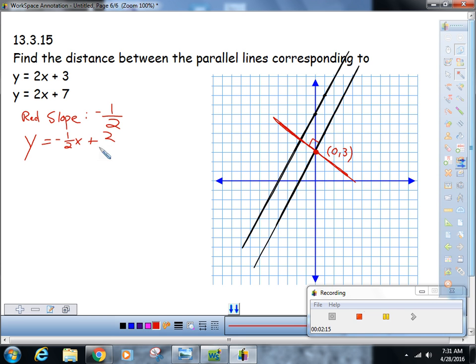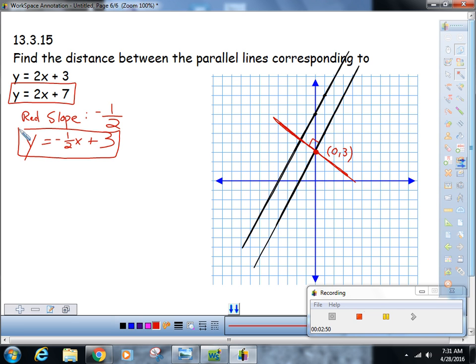Okay, so now I've got this point. Anyone have any idea what I'll do next? Yeah! Find where the red equation intersects what? This equation. Let's find the intersection between those two lines.